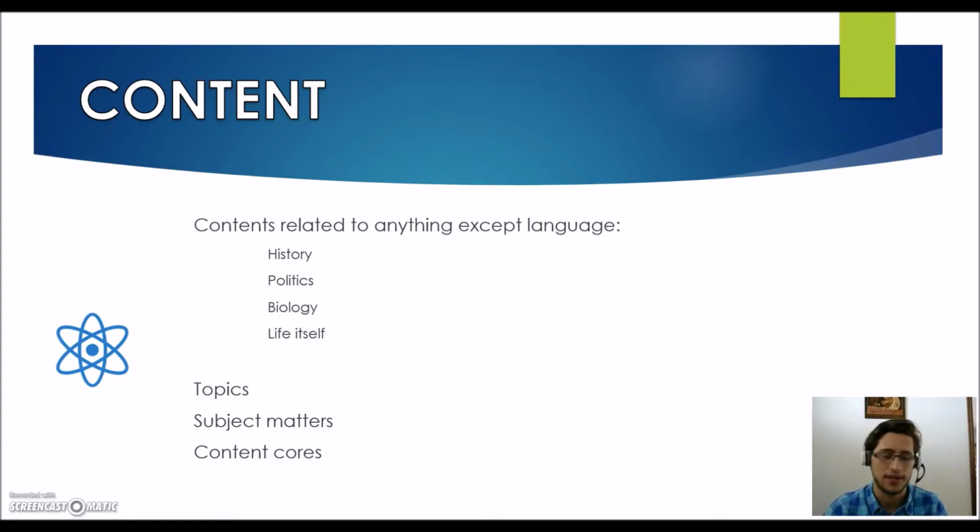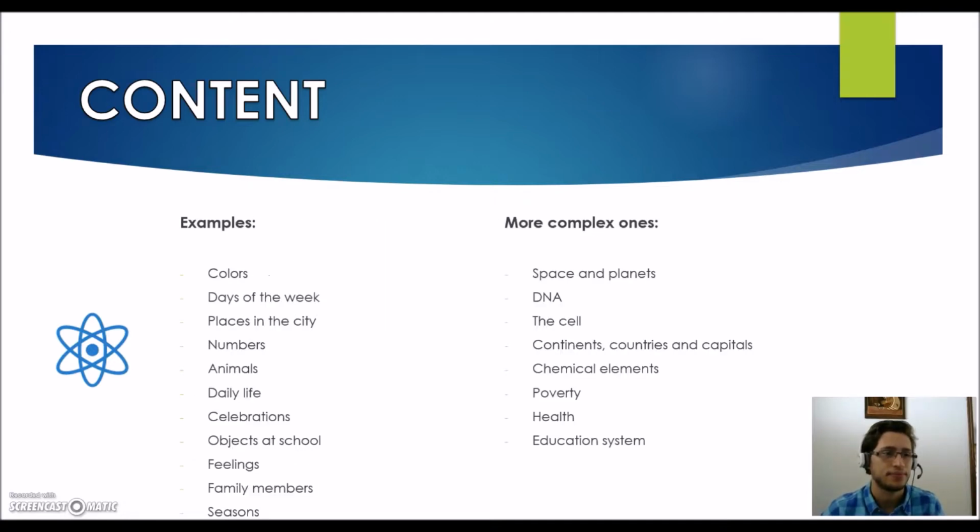Here it's about topics, it's about subject matters. We also call them content cores. So once again, nothing about English here. Examples of them: animals, friends, celebrations. Do you see those are the topics themselves? That's the second C. That's another C.